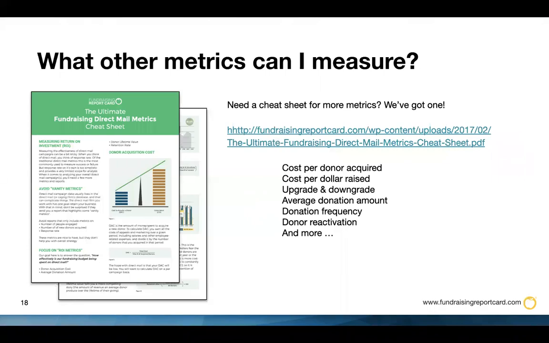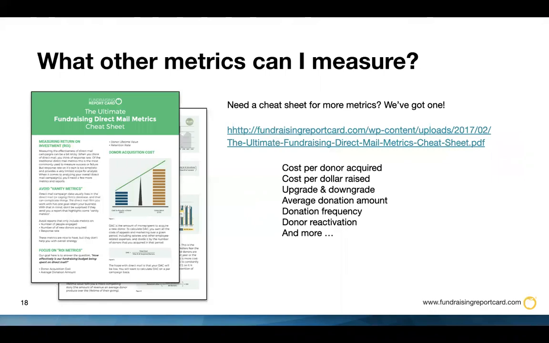Upgrade and downgrade. Are you upgrading more than you're downgrading? Are you covering that? Is there coverage? Is there growth in the amount of donations by your upgrade coverage of your downgrade? Average donation amount, and how are you impacting that over a 5-year trend? Are you seeing increases in the average donation?